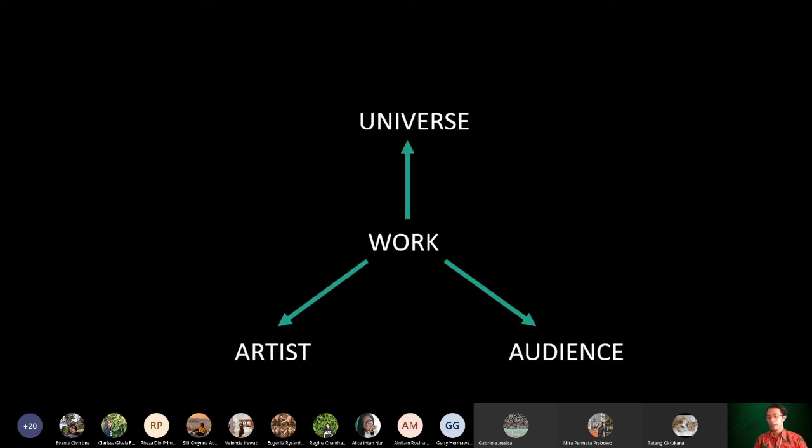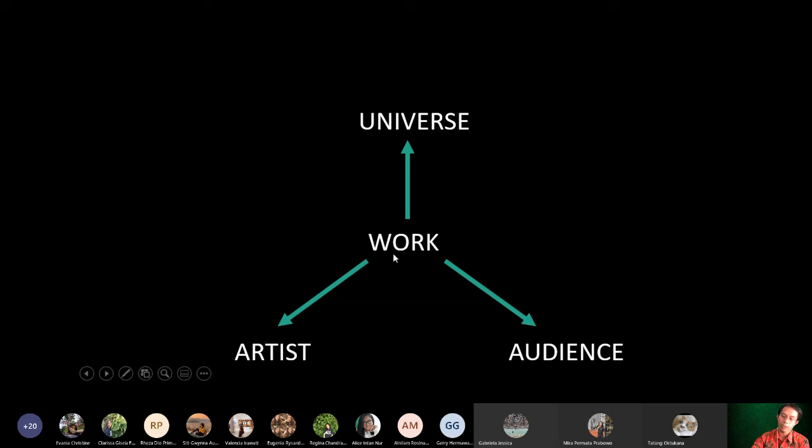Now I have to go back to Abrams here to remind you of the 4 elements in studying literature: the work, the artist or the writer, the audience or the reader, and the universe or the world. The understanding of these 4 elements will help focus your attention when you do your research.